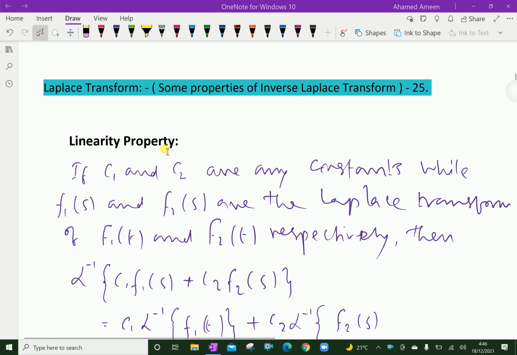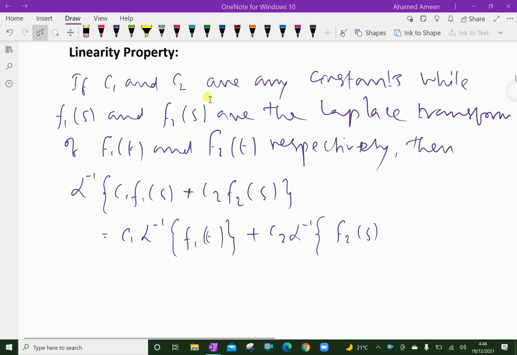First one, linearity property. If C1 and C2 are any constants, while f1(s) and f2(s) are the Laplace transforms of f1(t) and f2(t) respectively, then the inverse Laplace transform of C1 f1(s) plus C2 f2(s) is equal to C1 times the inverse Laplace transform of f1(s) plus C2 times the inverse Laplace transform of f2(s).